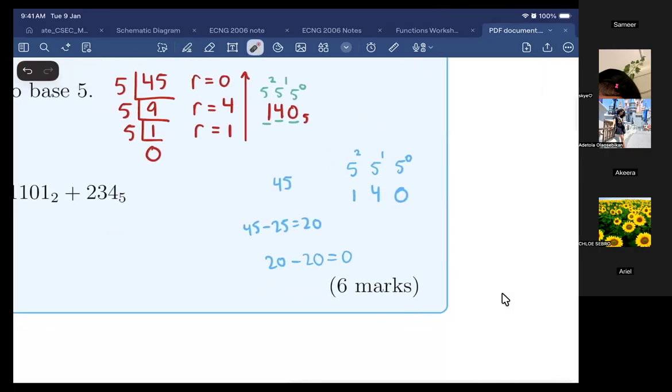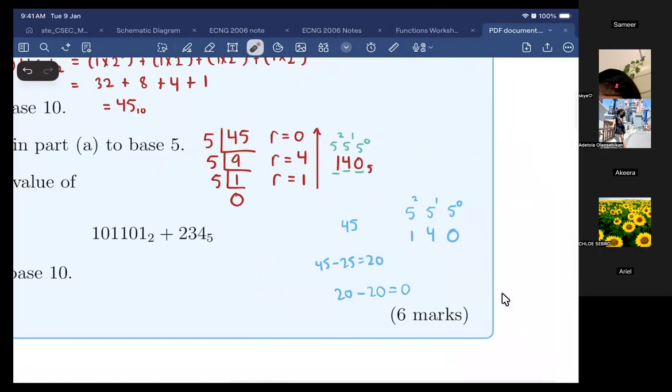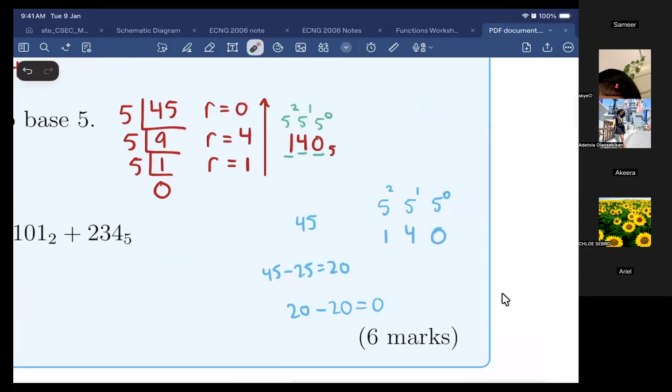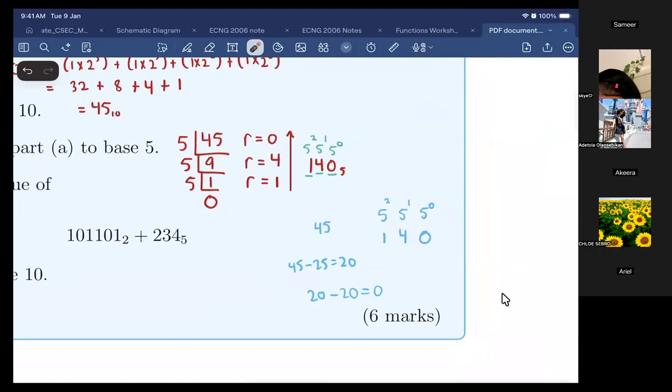Let me show you that quickly again, right? We want to convert 45 base 10 to base 5. Now, if it's base 5, then the place values will be 5 to the power 0, 5 to the power 1, and 5 to the power 2. Think about it, guys. Does it make sense to go past that? If I go 5 to the power 3, what is that? That'd be huge, 125. So you only need to go up to 5 to the power 2.